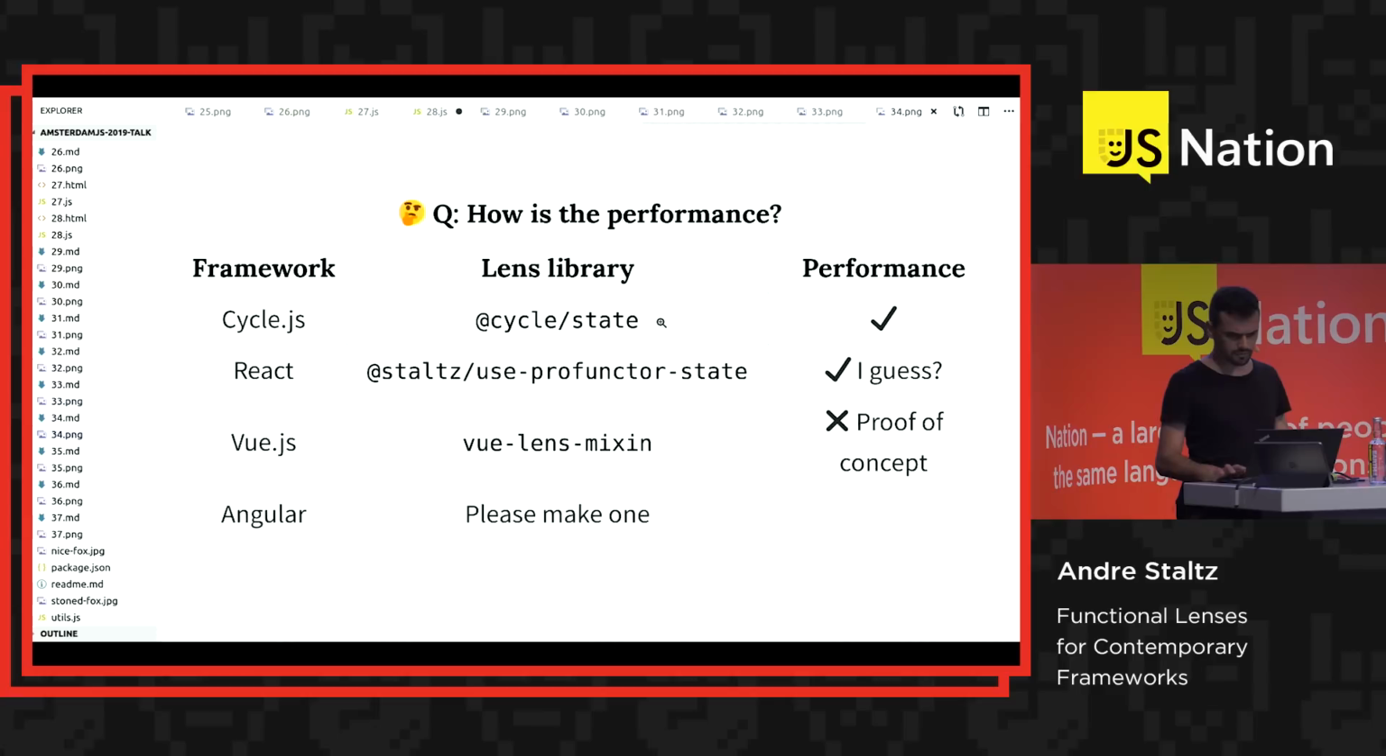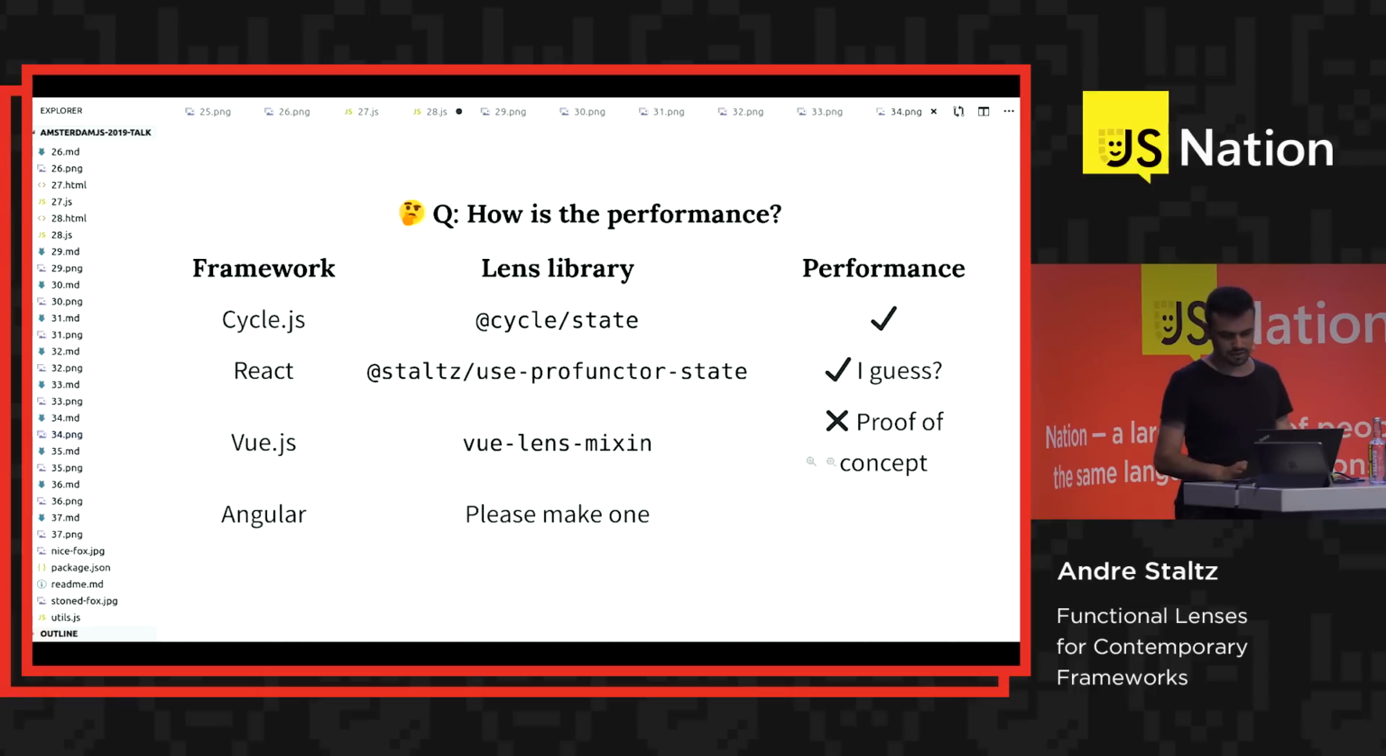How's the performance? You have to be a bit careful when using functional programming to not do unnecessary calculations. Obviously, that's the case in functional programming in general. In Cycle State, the state management library, we did optimize it to not be so slow. In use-profunctor-state, I tried to follow the best practices for hooks, and I think it's fine. It's probably fine. I don't know for sure.